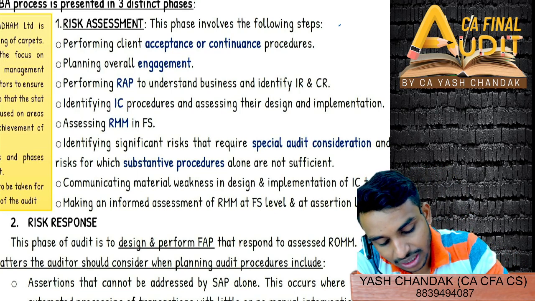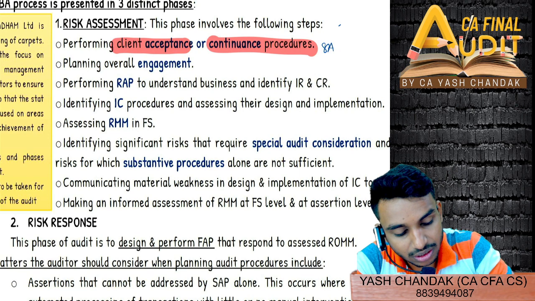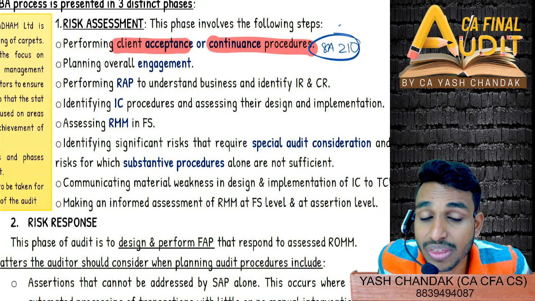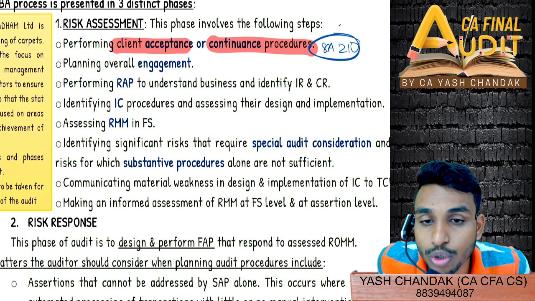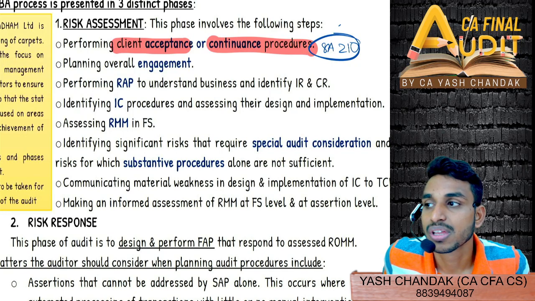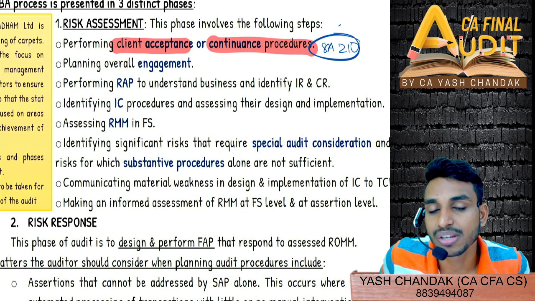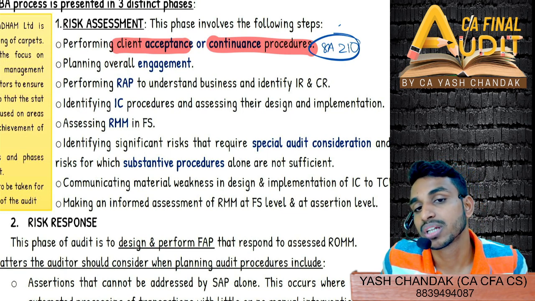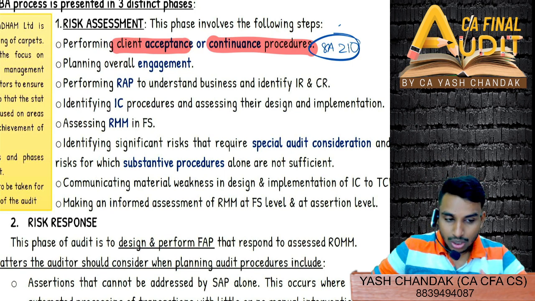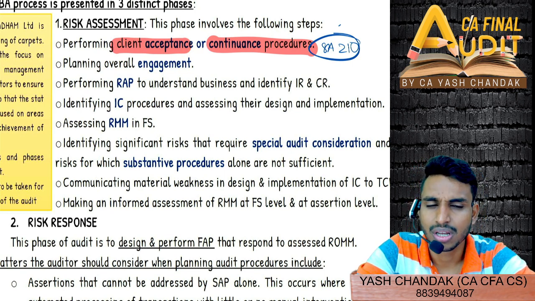So you'll perform, first of all, client acceptance or continuance procedure. Do you remember SA 210? What are the examples of matters which may require the auditor to withdraw from the engagement? Do you know the answer to this question? Examples of matters which may require the auditor to withdraw from the engagement. Yes, quickly tell me examples, Sir, of matters. Limitation on the scope.